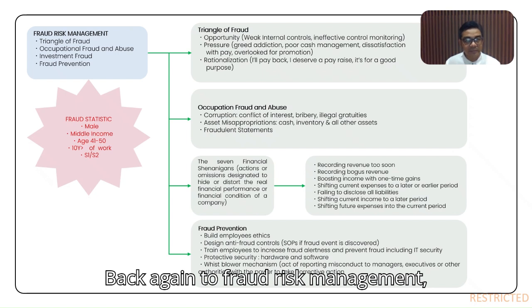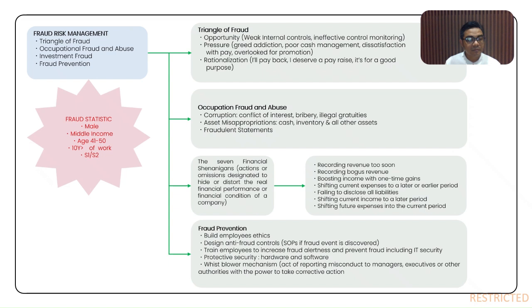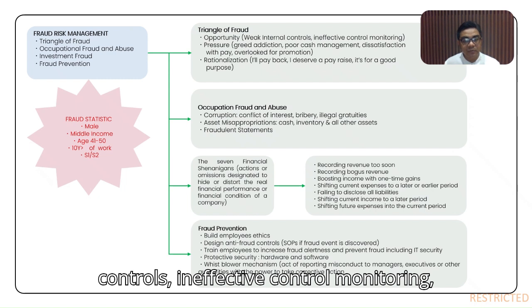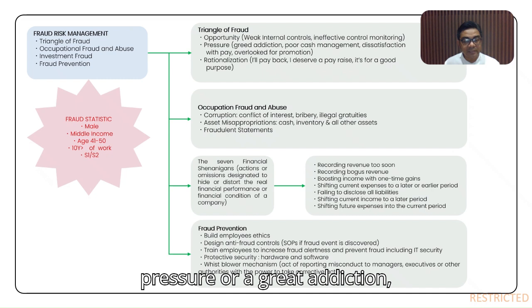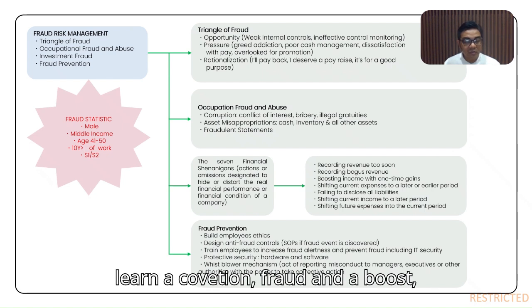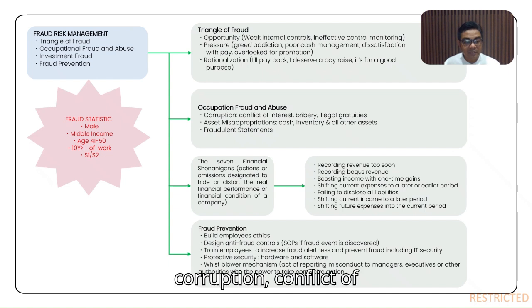Back again to fraud risk management, which consists of a triangle of fraud. Opportunity: weak internal controls, ineffective control monitoring. Pressure or greed: addiction, poor cash management, dissatisfaction with pay, overlooked for a promotion. Rationalization: I will pay back, I deserve a pay rise, it is for a good purpose. And also we learn occupational fraud and abuse: corruption, conflict of interest, bribery, illegal gratuities; asset misappropriation: cash, inventory, and all other assets; and fraudulent statements.